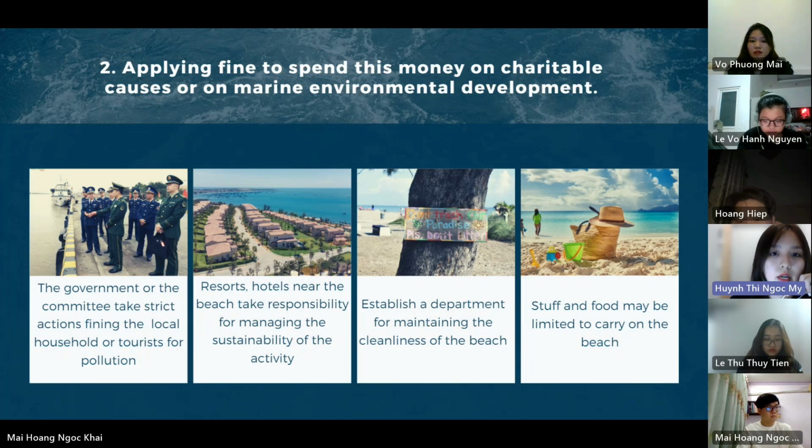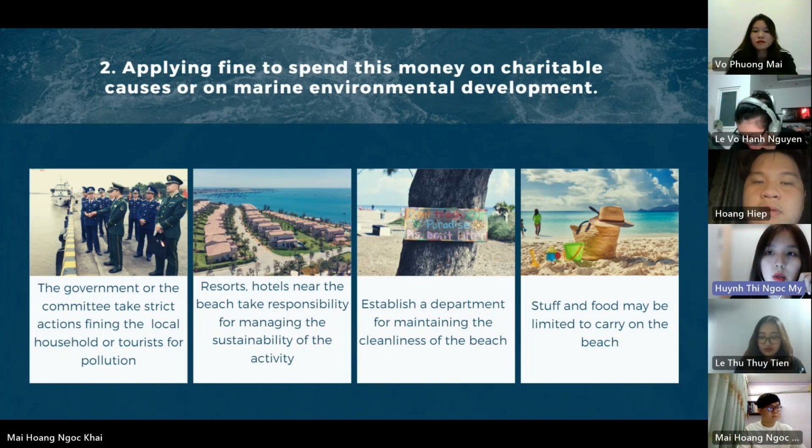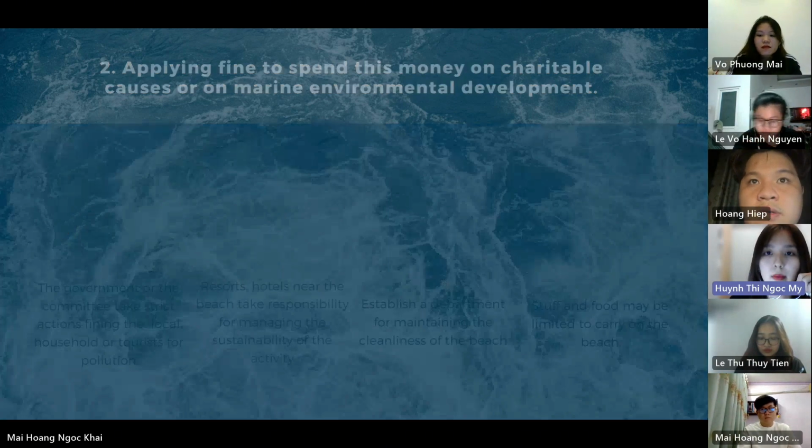The fine level for individuals and organizations will be different depending on the severity of the damage and can be over the basic level if the pollution level is extremely serious. And the amount of this money will be used reasonably, such as donating to non-profit environmental protection organizations which usually organize environmental cleaning activities, or investing in researching solutions to protect the environment. So next will be the sustainability of this solution.